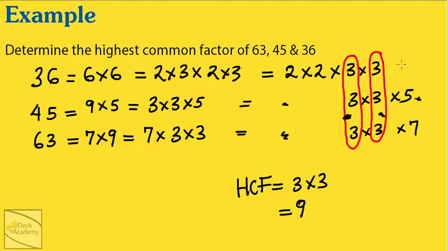5 appears here but doesn't appear here and doesn't appear here. 7 appears here but doesn't appear here and doesn't appear here, which is why 5, 7, and 2 are not common to all 3 numbers. The only number that is common to the 3 numbers is 3, and we have 2 instances circled in red, or 2 groups of 3 circled in red, so it's 3 times 3, which is 9.